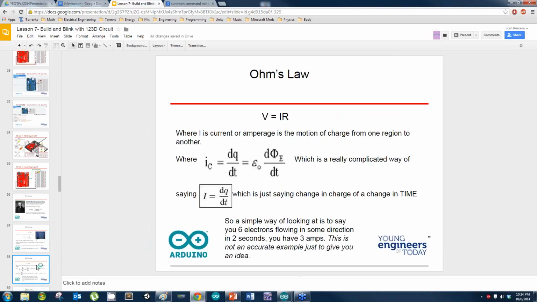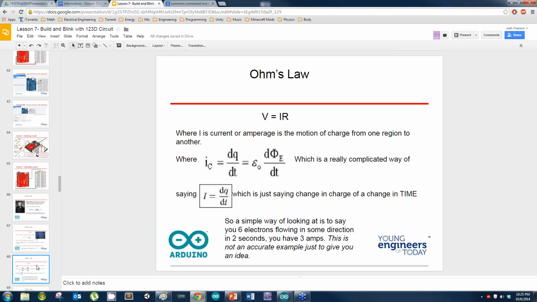I is current, or your amperage, and I use current and amperage interchangeably. They're both accurate. It is the motion of a charge from one region to another. Now, another way to think about what amperage is the relationship in velocity. Velocity is a measure of speed, like miles per hour. If you go from 0 to 45 in 1 hour, you went 45 miles per hour, etc.